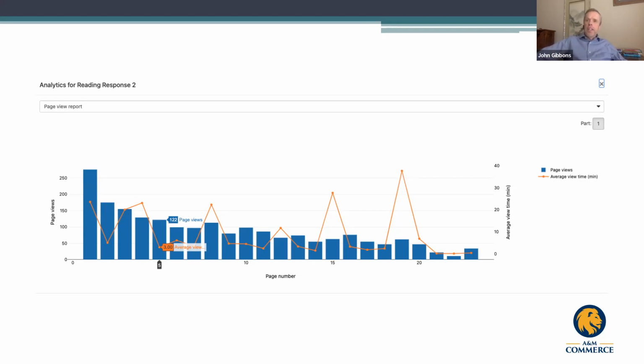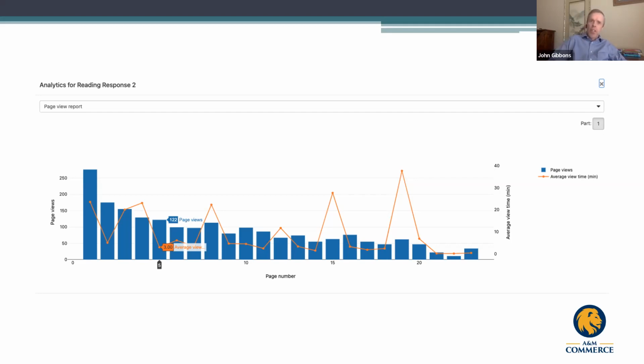You can make of that what you will for some of the ones towards the end. The one peak at the very end, at about page 20, 21, I conjectured is a case where students got to the end, simply left it open and walked away. So don't use the average view time as an end-all, be-all. Use it more as a guide, especially if you have peaks in the middle of the paper where the bulk of the more complex reading is, and not towards the end.